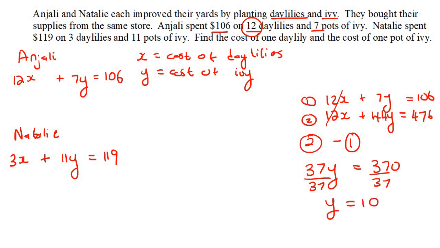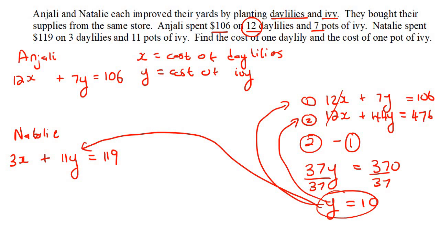Now, to get x, you could take that y value and plug it into either equation 1 or equation 2. It does not matter. You will get the same answer. You could even plug it into the original equation over there. In fact, that's what I'll do. I'll just plug it into this one. So that's going to be 3 times x plus 11 times y, which is 10, equals 119. And so that's going to be 3x plus 110 equals 119. So then 3x would be equal to 9.